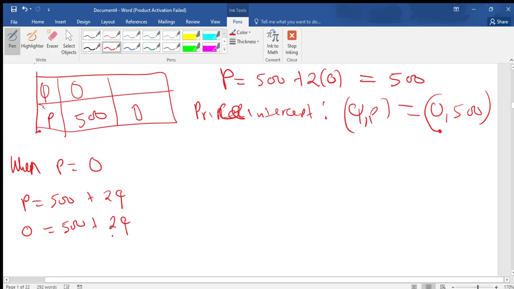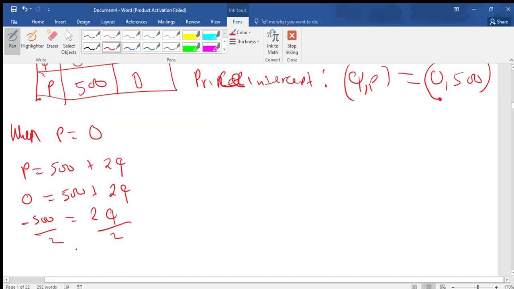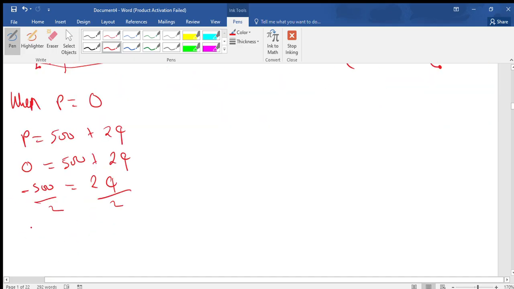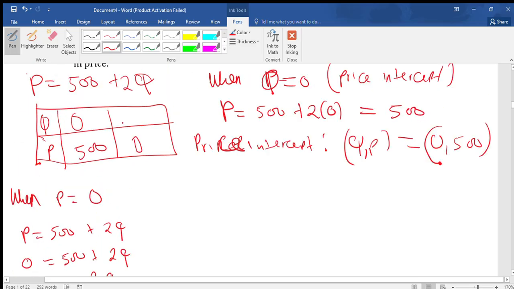So for Q, 500 can go to the other side and become negative 500, equal to 2Q over 2 over 2. So we have the value of Q equal to negative 250 units. This is the quantity intercept. So if this is my quantity intercept, I'm going to have negative 250 there. That's what we have. If I sketch this, it's a positive gradient.